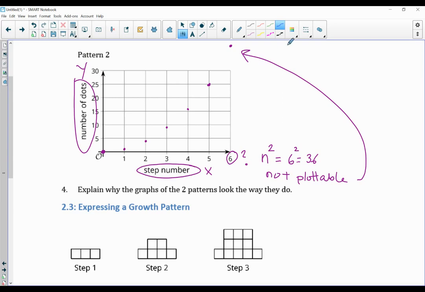Again, I was asked here to plot the step number 6, but we didn't know that. So I plugged it into the equation that we created, n squared, and I got 6 squared, which is 36. The only problem is that my y here only goes up to 30. So if I really wanted to plot 36, it would be all the way up here, which is why I said not plottable. But we still get a pretty good view of what this graph would look like.